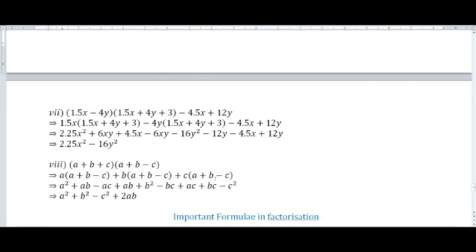Then we multiply. a times a is a square, a times b is ab, a times c is ac, b times a is ab, b times b is b square, b times c is bc, c times a is ac, c times b is bc, c times c is c square.